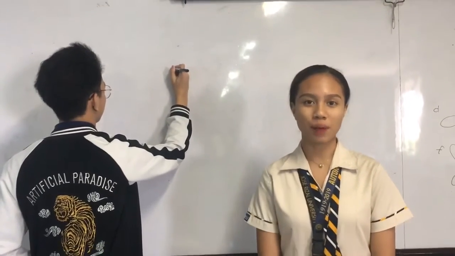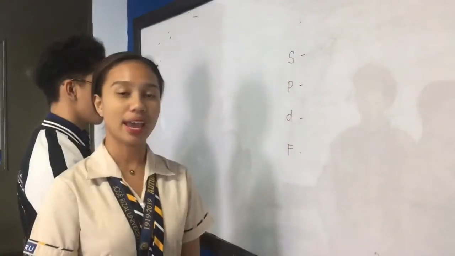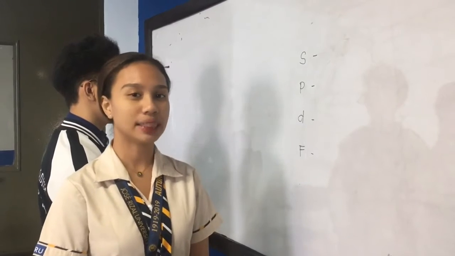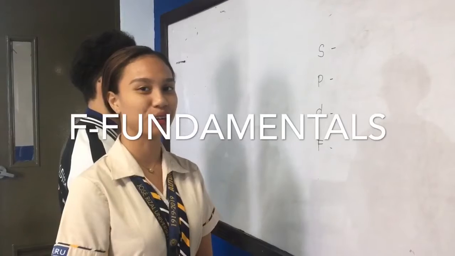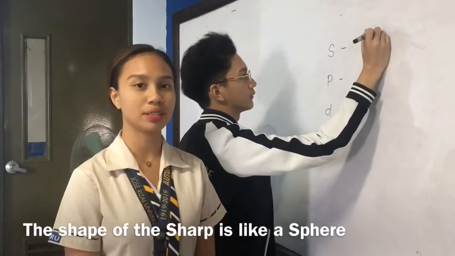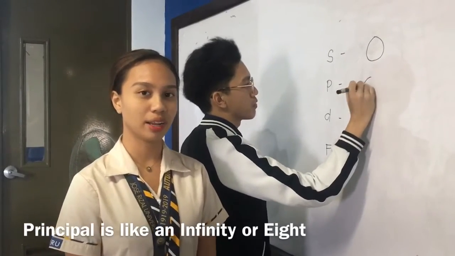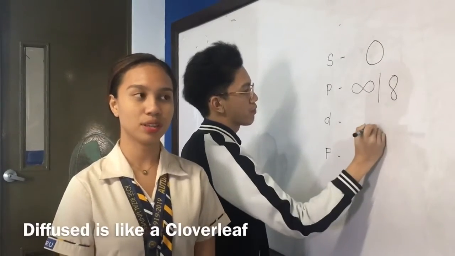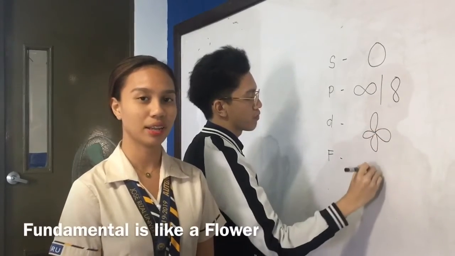Now, we're going to talk about s, p, d, and f. S stands for sharp, p stands for principal, d stands for diffuse, and f stands for fundamental. The shape of the sharp is like a sphere, and principal is like an infinity sign or an 8, while diffuse is like a clover leaf, and fundamental is like a flower.